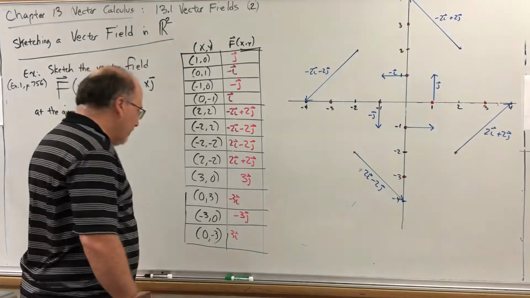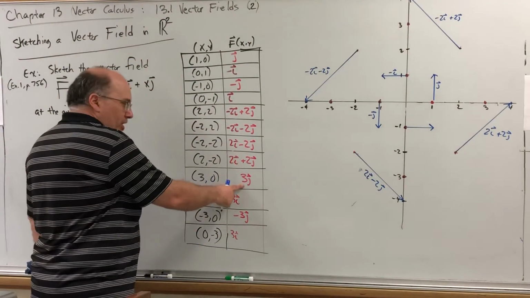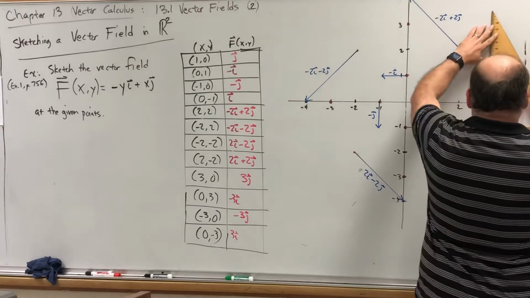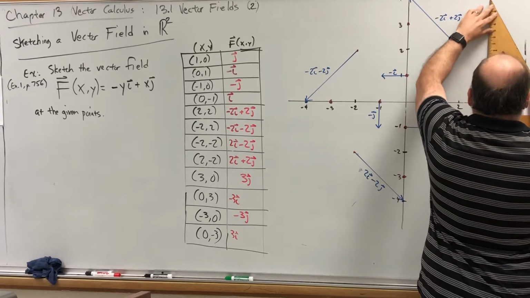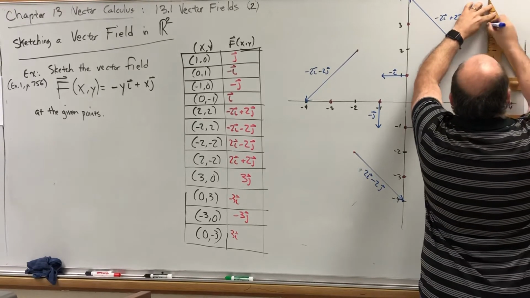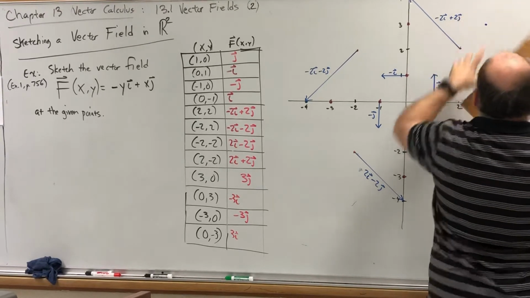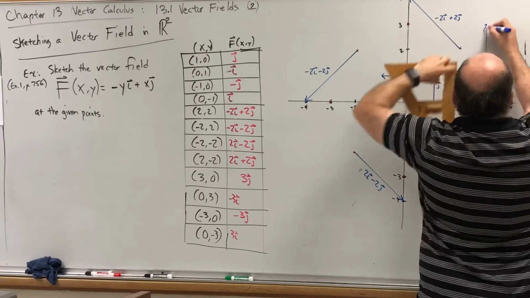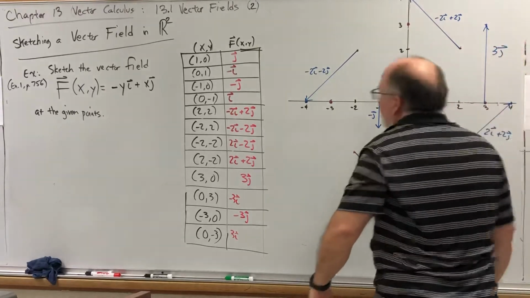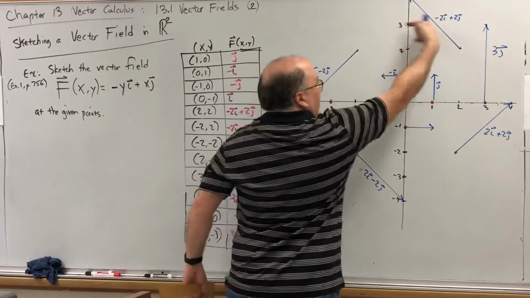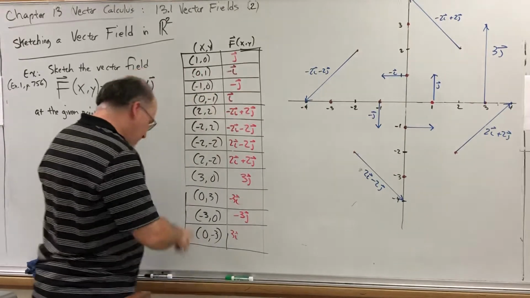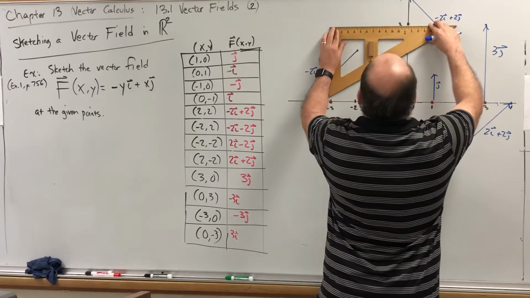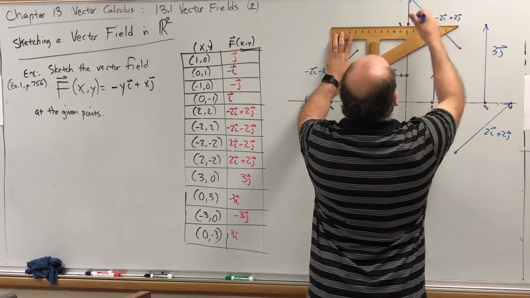Oh wait, we got 4 more. At the point 3, 0, we're going to go up 3, which is 12 inches in this coordinate system. So that would be up about here. Up 3 in the j direction. So there's 3j. This one should be -3i. 0, 3 is -3i, that's good enough up there.